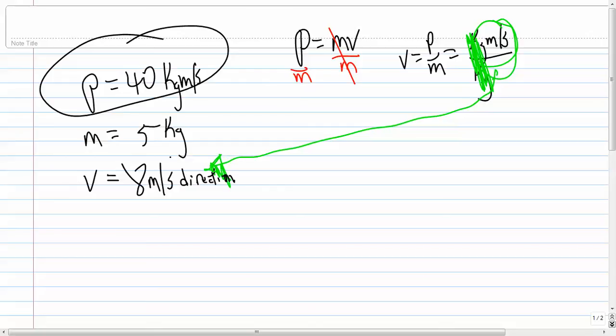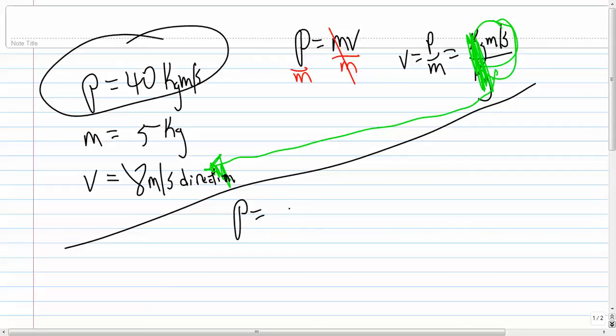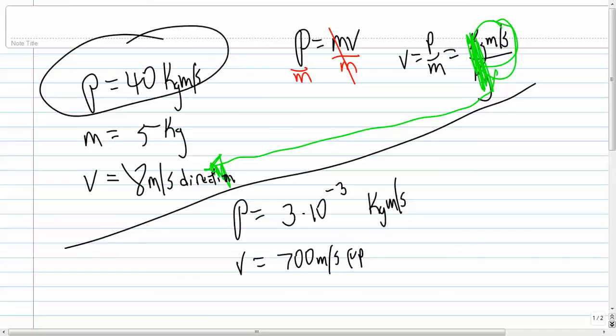But I didn't tell you what the direction was up here, so I kind of couldn't tell you down here. And then the third and final flavor of problem that I could give you, I could say that something has a momentum of, let's say, 3 times 10 to the negative third kilogram meters per second. And let's say that its velocity is 700 meters per second. We could say up if we wanted to, or some other direction. It doesn't really matter. But how would we figure out the mass?